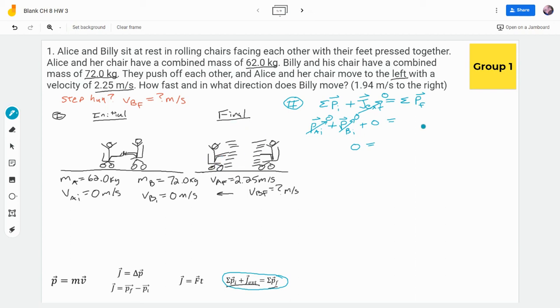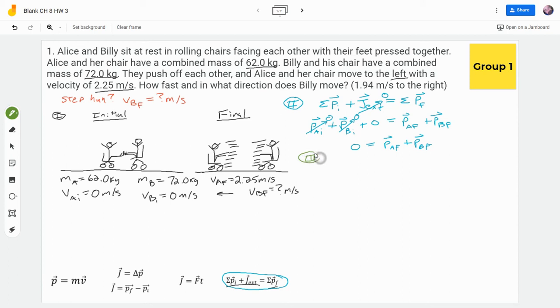So Alice is moving. She's got momentum. So there's going to be p sub af, momentum of Alice final, and Billy is moving, plus p sub bf, momentum of Billy final. So what we end up with is 0 is equal to p sub af with a hat plus p sub bf with a hat. So that is step 2. Step 3 is the math.